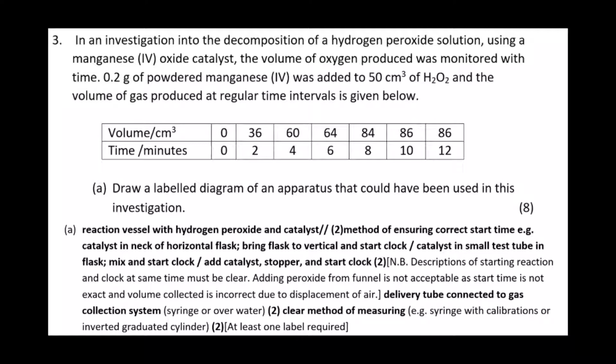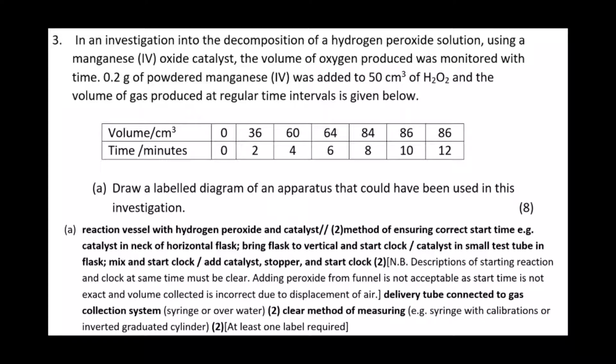So you have your reaction vessel with hydrogen peroxide and the catalyst. 2 marks for that. You have a method of ensuring a correct start time. For example, the catalyst in the neck of the horizontal flask. You bring the flask to vertical and start the clock. Or the catalyst in a small test tube in the flask. You mix and start the clock. Or you just add the catalyst, the stopper, and start the clock. Any one of those 3.